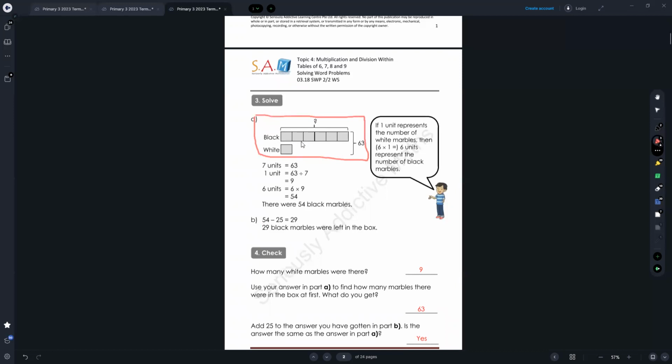After they've drawn this, they should be able to write that 7 units equals 63. Again, sense check. See whether they understood this. 7 units equals 63 because 1, 2, 3, 4, 5, 6, 7. Then they find out what is 1 unit. 1 unit will be 63 divided by 7. Remind them that units basically means the squares here. So 7 units equals 63, 1 unit equals 63 divided by 7, so 1 unit equals 9. If the question is how many black marbles, 1, 2, 3, 4, 5, 6, there are 6 units. So it's 6 times 9, which is 54.